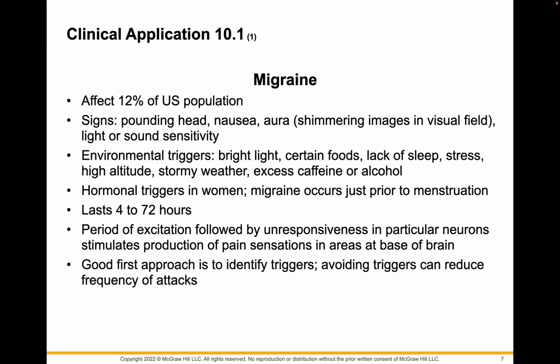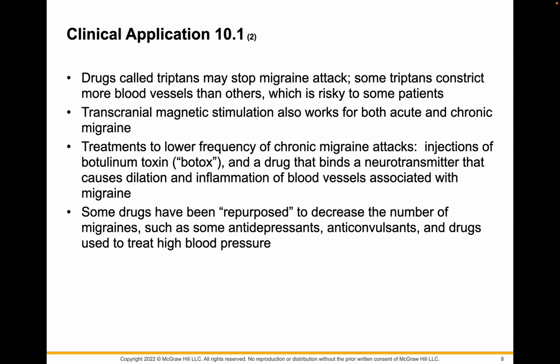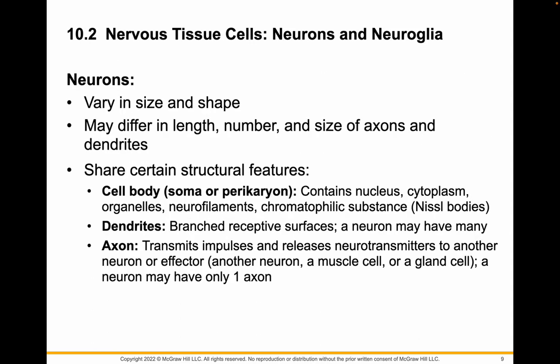There is a period of excitation followed by unresponsiveness in particular neurons that stimulate the production of these pain sensations. And a good first approach is to identify what triggers this migraine and then avoid those. There are drugs that help stop migraine attacks. In fact, what they do is constrict some of those blood vessels. Botox has shown that if you get injections of that, they help reduce migraines. But everybody's different, so it's what therapy works best for you.